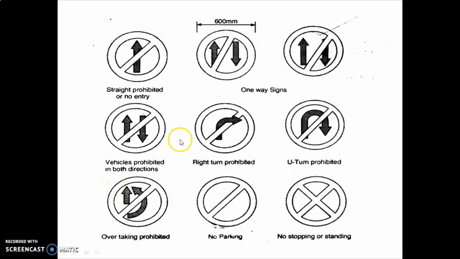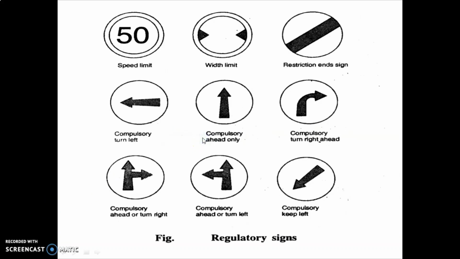Okay, then some more signs are there: speed limit, width limit, restriction end sign, compulsory turn left, compulsory ahead only, compulsory turn right ahead, compulsory ahead or turn right, compulsory ahead or turn left, compulsory keep left. You can see these all are the regulatory signs and these all are very important.